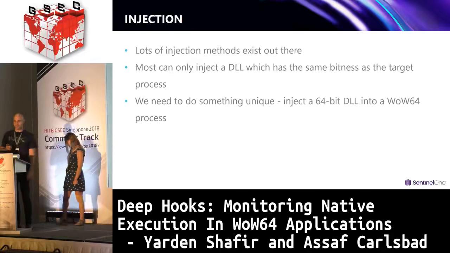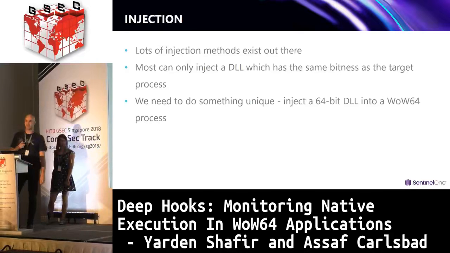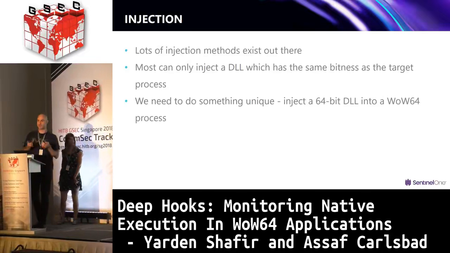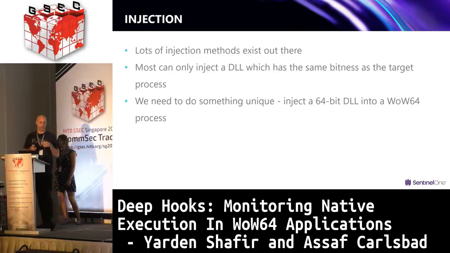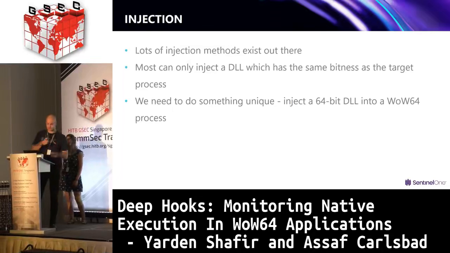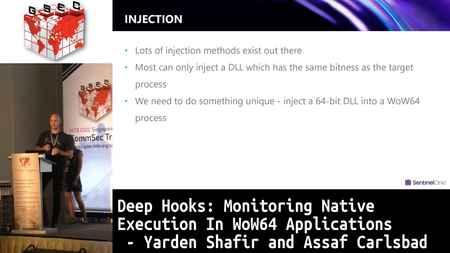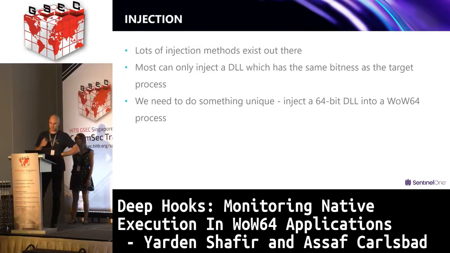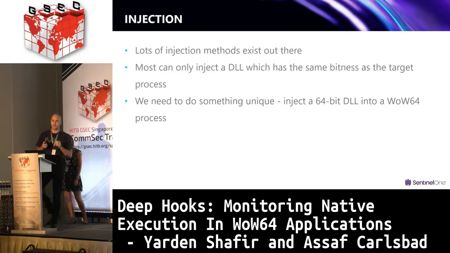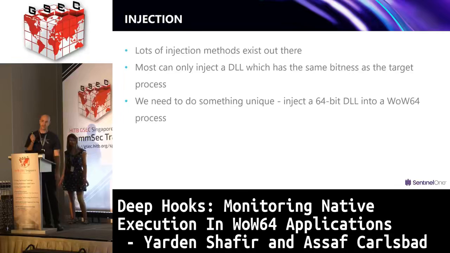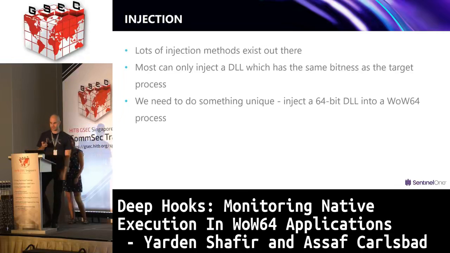Okay, so just like Erden said, the first task that we must accomplish is to find a suitable injection method which will allow us to run our own 64-bit code in the context of the target WoW64 process. So generally speaking, there are lots of very different injection methods available at our disposal, but unfortunately, most of them aren't very beneficial to us, and the reason for that is that most injection techniques would only allow us to inject a DLL which has the same bitness as the target process.